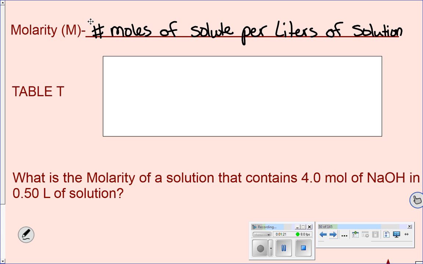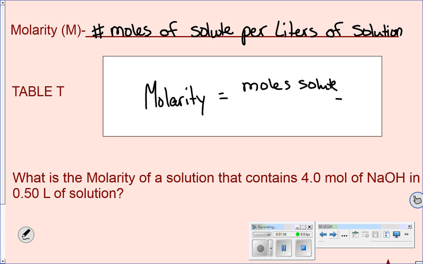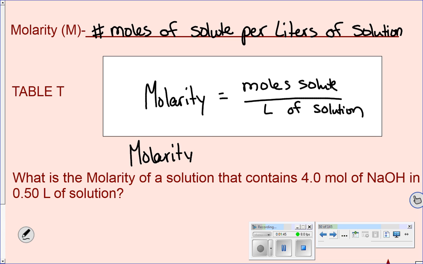So you do have this as one of your concentration formulas on table T. And this says molarity equals moles of solute over liters of solution. Molarity actually is a unit indicated by a capital M, and it actually means moles per liter.